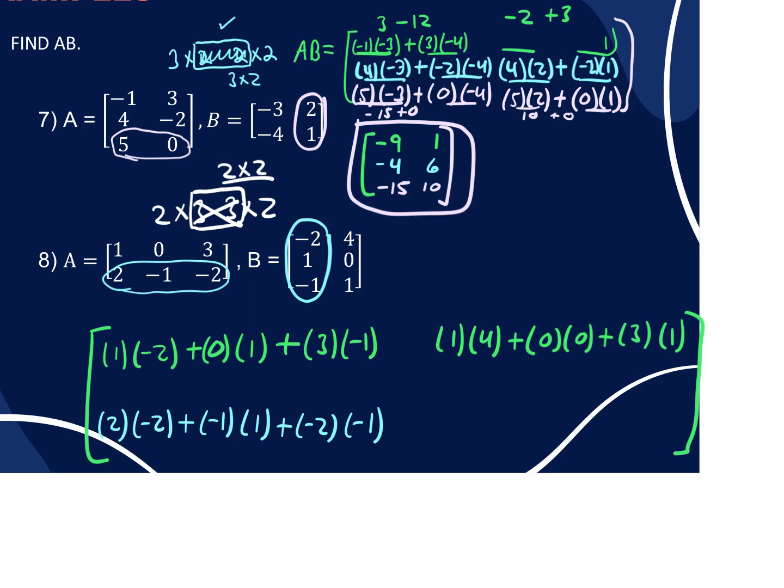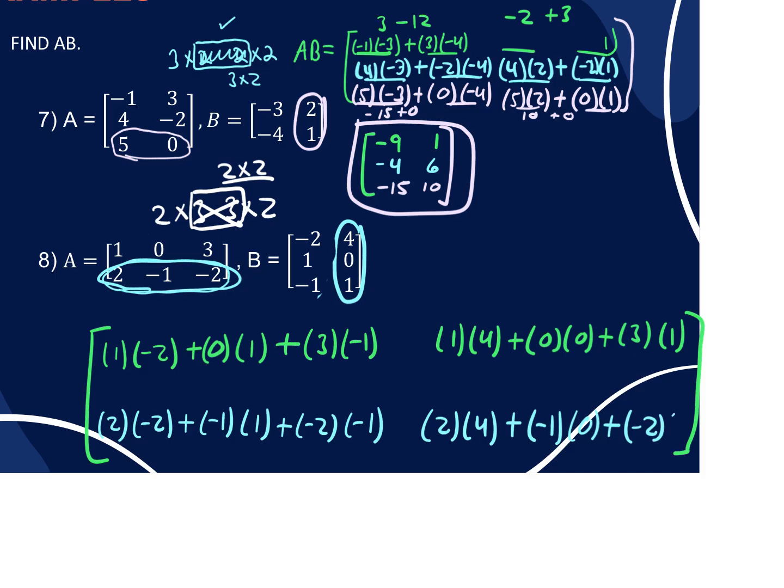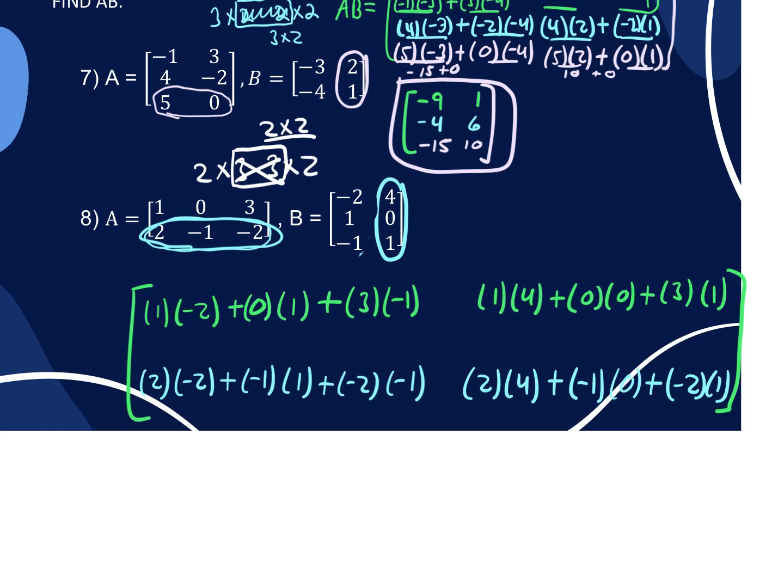And then we're going to do the exact same thing with the next one. I'm going to do this second row times this second column. All right, so let me erase this. All right, so second row, second column, same exact pattern as always. So it's going to be 2 times 4 plus -1 times 0 plus -2 times 1. All right, so give yourself plenty of room just so that you're able to do this computation.